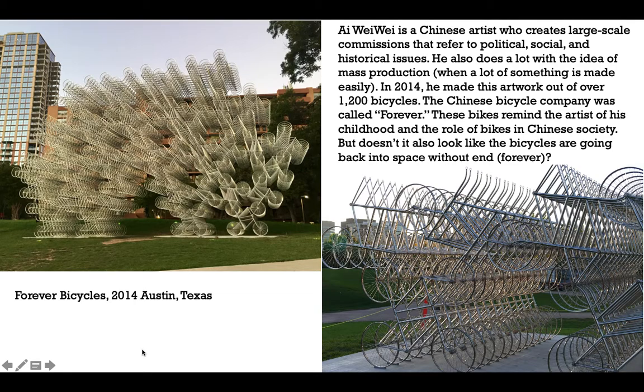The next piece is called Forever Bicycles, and this was a piece created in 2014 in Austin, Texas by a Chinese artist named Ai Weiwei. And this is no longer up, but this was an artwork made of over 1,200 bicycles. And this type of bicycle was made by the Forever Bicycle Company in China, and it reminded the artist of his childhood, but also the important role of bikes in Chinese society.